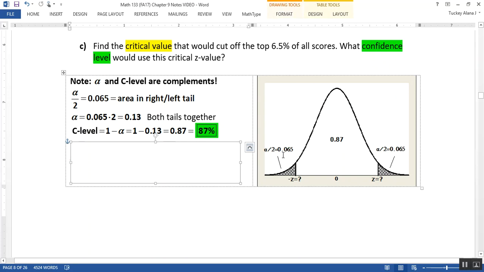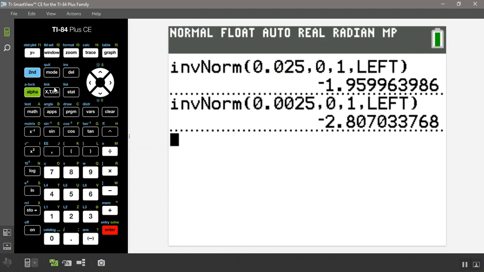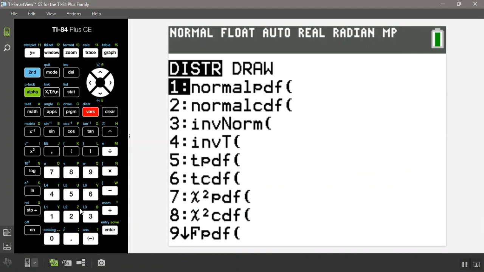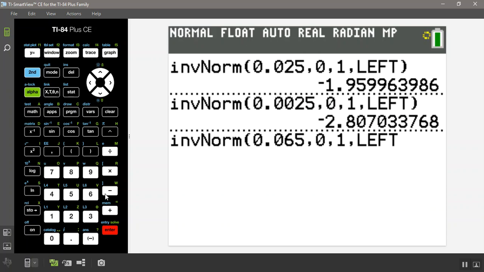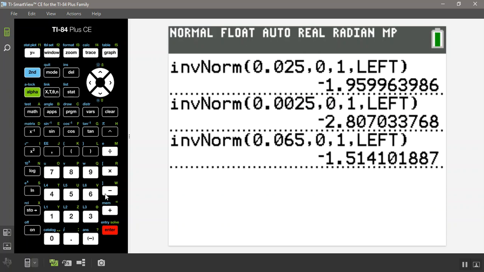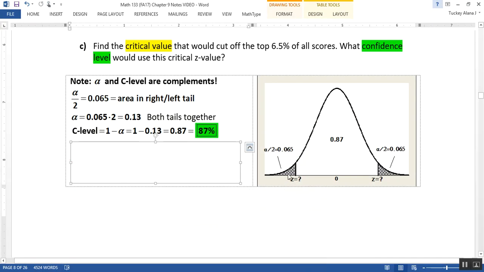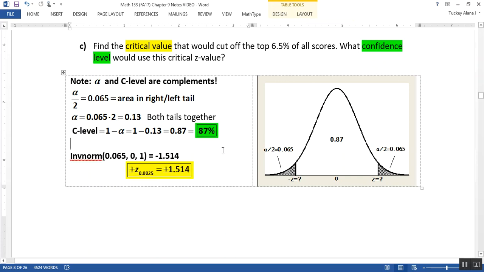Okay, so now how do I find what these scores are? Well, I can find the one on the left really easily. So the one on the left would be inverse norm, but 0.065. So I can do 2nd distribution, pick number 3, inverse norm, say 0.065, go down to the bottom to paste, and there I have it. So I know that the one on the left is negative 1.5. That means the one on the right is positive 1.5. And that's actually what they were looking for.